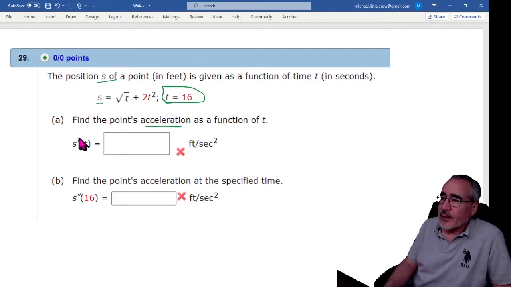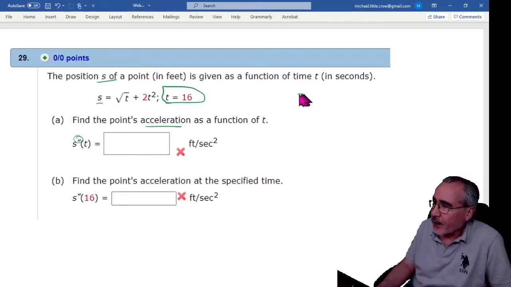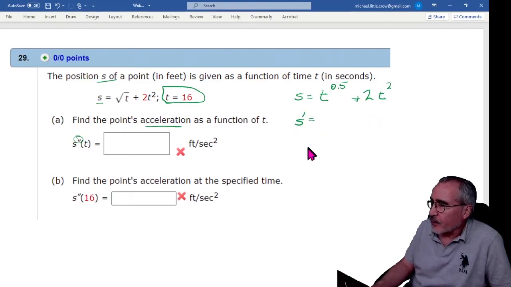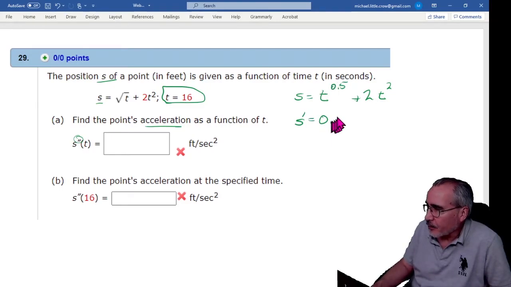Remember, acceleration, they show us here, is the second derivative. So what do we have to do? We have to take the first derivative to get to the second derivative. So square root of t, we're going to write as t to the 0.5, plus 2t squared. We'll take the first derivative, which is velocity, but we don't really care about that because that wasn't what the question was.